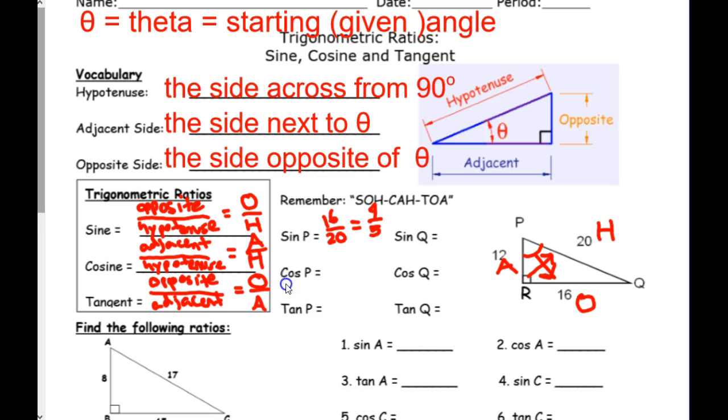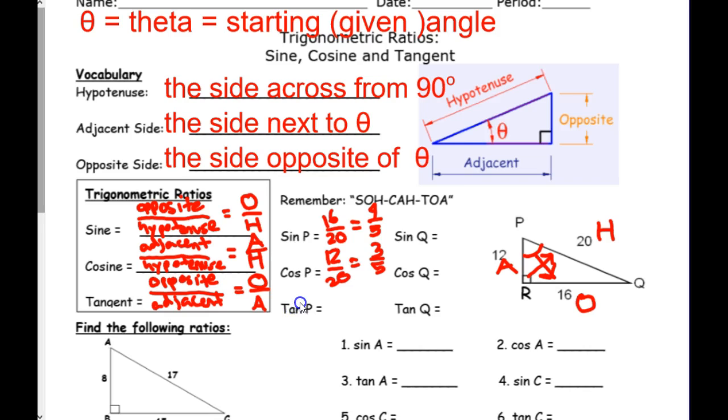Now the next one says COS, cosine. What does it say right here for cosine? What over what? A over H. So what's A and what's H? This number right here, over 12 over 20. Very good. So 12 over 20, and then again, reduce it and we get 3 over 5. So that's cosine.